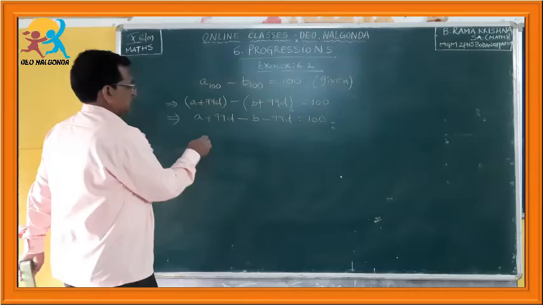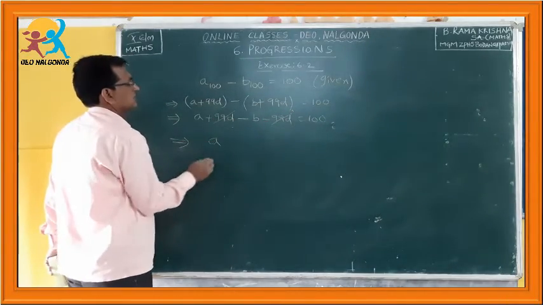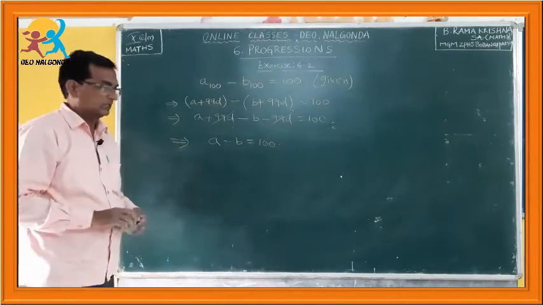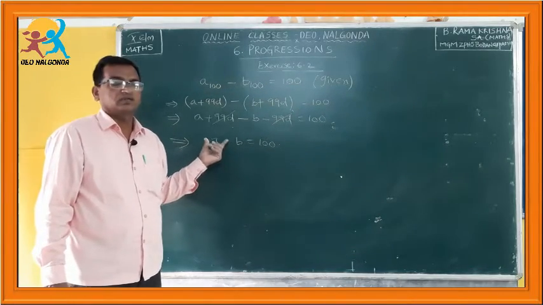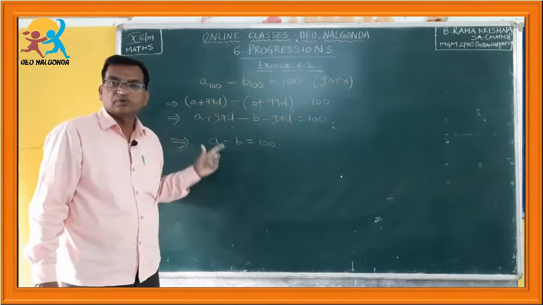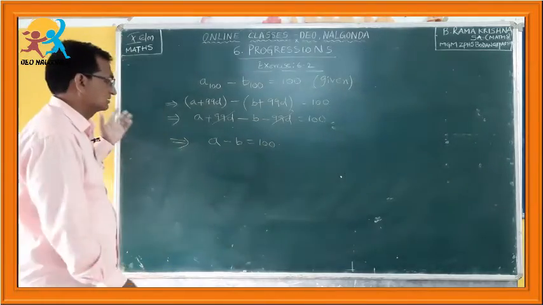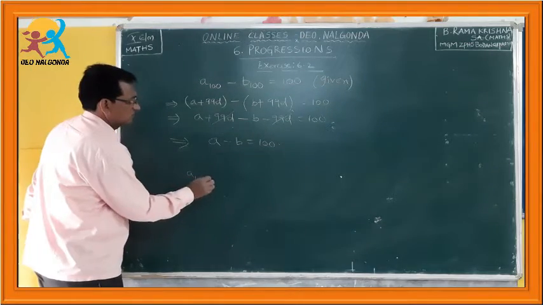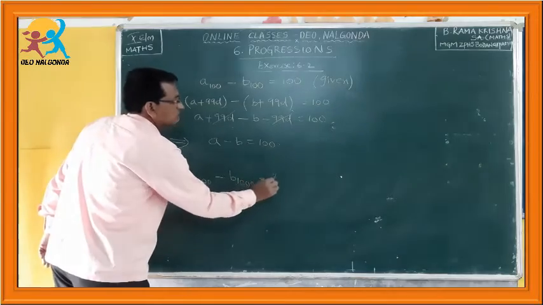Right. So 99D and 99D gets cancelled. This implies A minus B is equal to 100. What does this mean? The difference between the first terms of the two progressions is 100. What is he asking us to find out? He is asking us to find out the 1000th term of A minus the 1000th term of B, which is equal to how much?